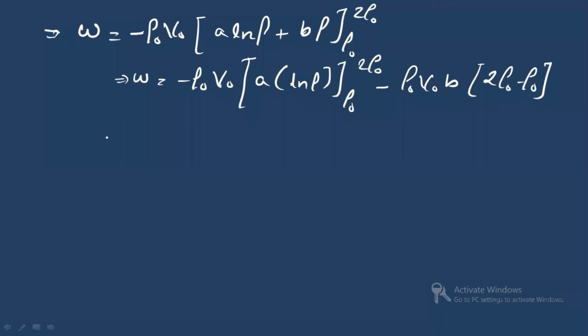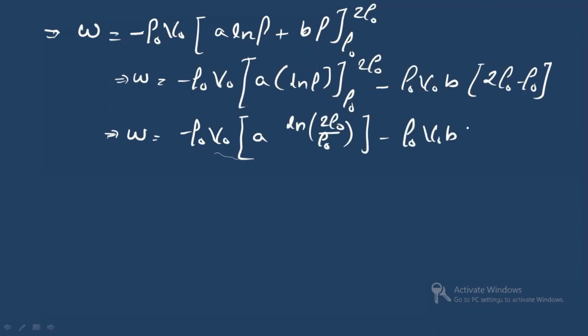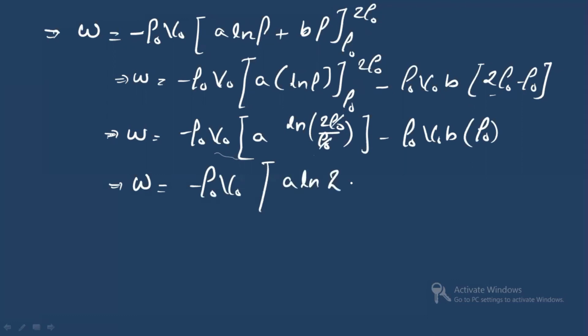So let's see here. W is equal to minus rho naught v naught. Here A is the constant term, this is ln of 2 rho naught by rho naught. And this side you are having minus rho naught v naught b. This side you are having just rho naught, because 2 minus 1 is 1. So this rho naught and rho naught will get cancelled. Finally you can write W is equal to minus rho naught v naught taking common, A ln 2 plus B rho naught.